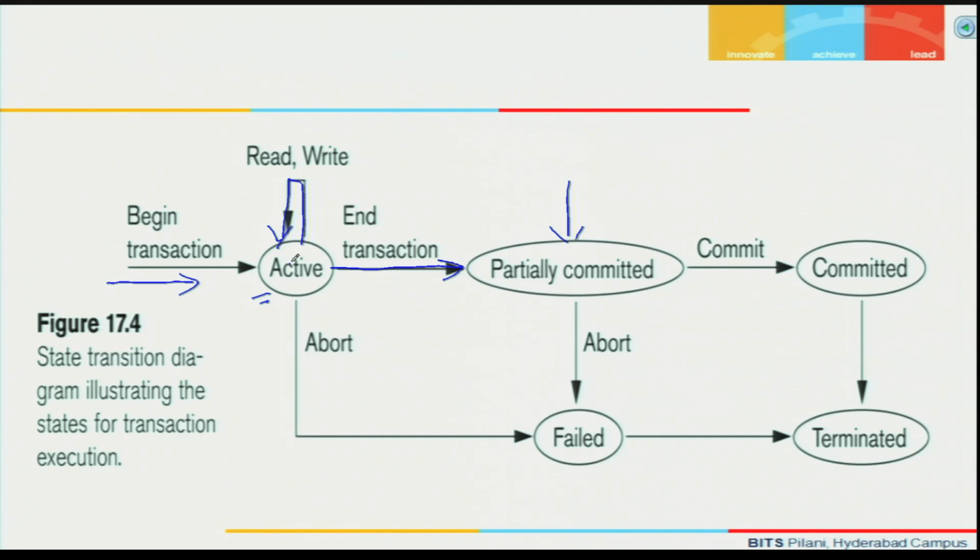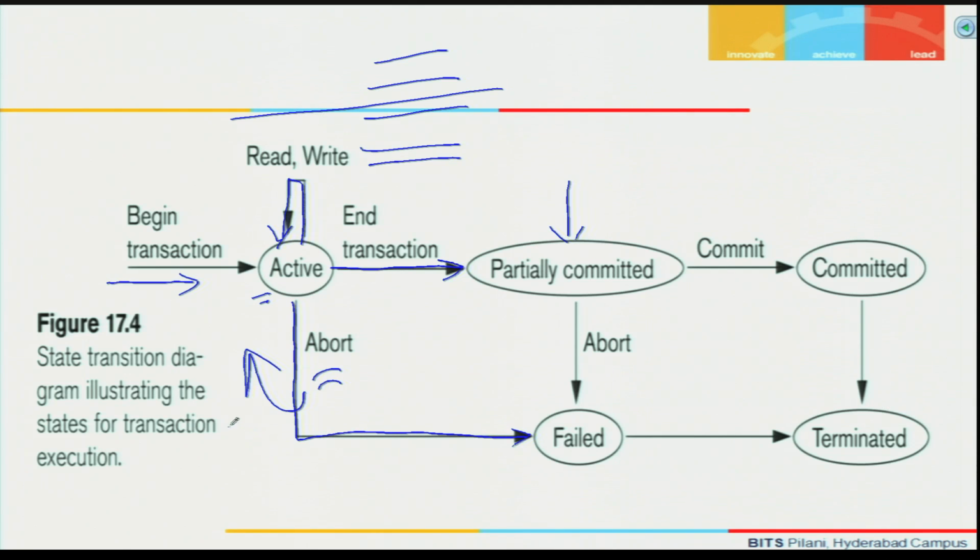Suppose a transaction has 5 instructions, and after executing 2 instructions there is a problem. Then it is aborted, and when it is aborted, all the effects done by this half-done transaction will be removed. This is called rolled back, and then the transaction will go to the failed state.